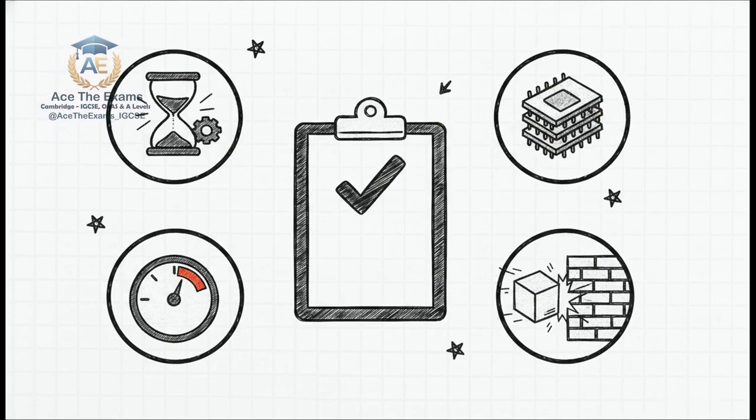When you evaluate an algorithm, examiners are looking for specific criteria. They want to see you analyzing its time complexity. How long is this going to take to run as the data scales up? They want you to consider space complexity. How much memory does this bad boy demand?